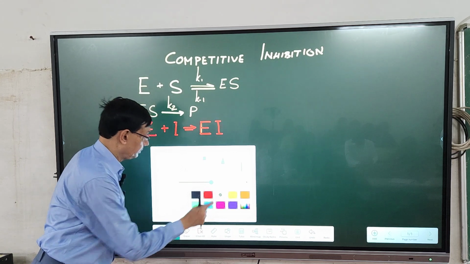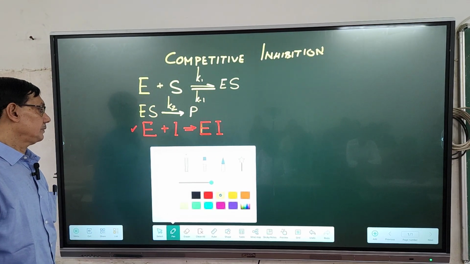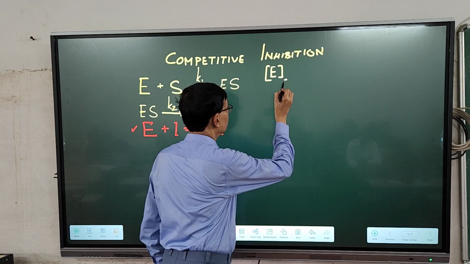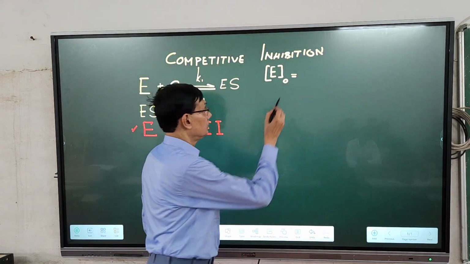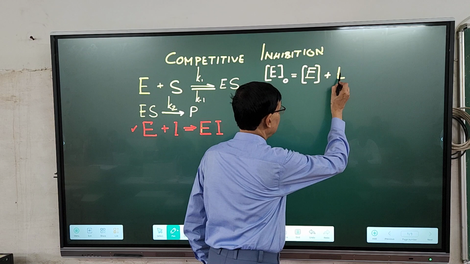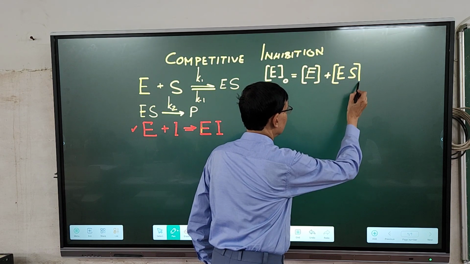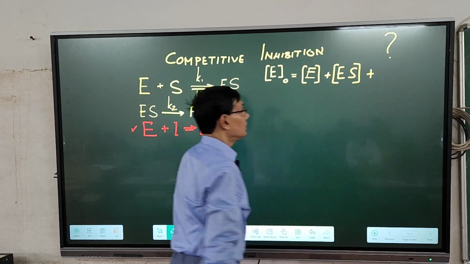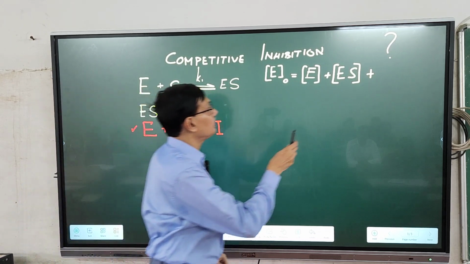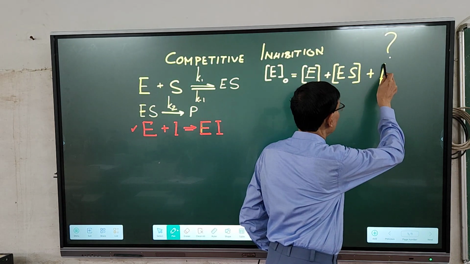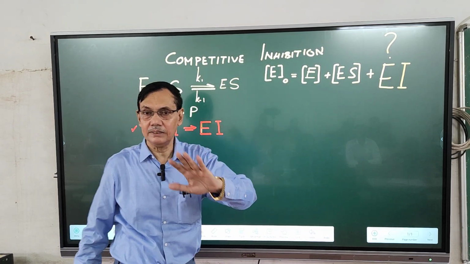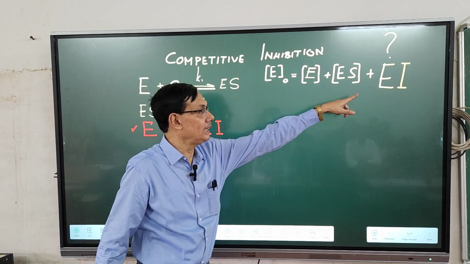Normally we take E0, the concentration of enzyme, equal to E plus ES, but here, because of the enzyme inhibitor reaction, we have to consider the EI. That is the difference between normal Michaelis-Menten kinetics and competitive inhibition. Just one addition term here.